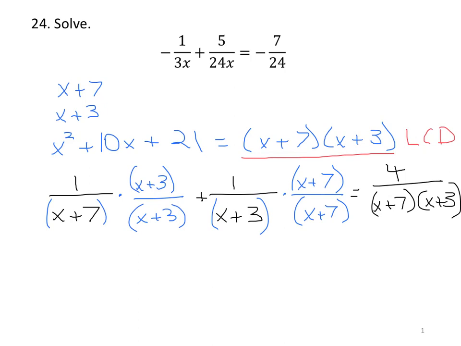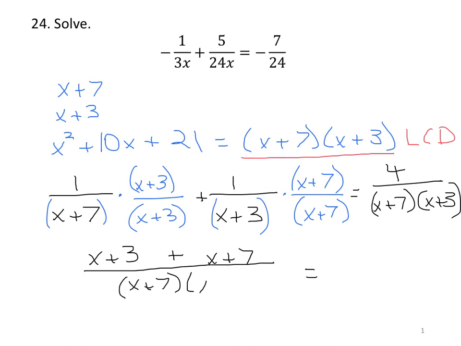So now let's go ahead and multiply out our numerators. We have x plus 3 for our first term plus 1 times x plus 7, all of that over x plus 7 and x plus 3. And on the right we have 4 over x plus 7 and x plus 3.